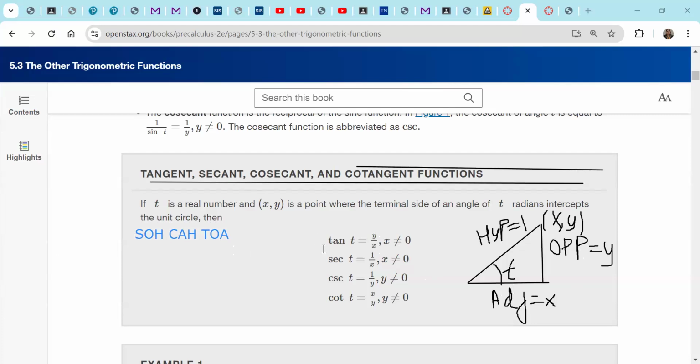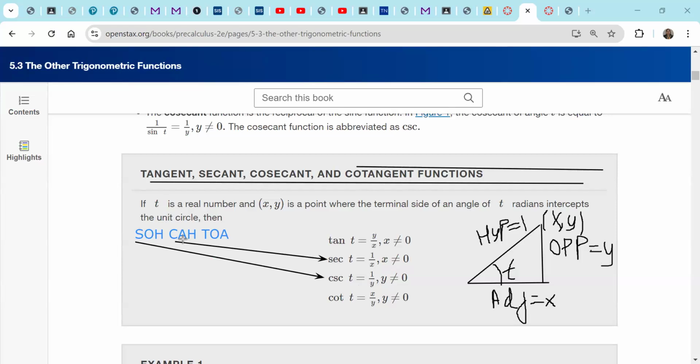And now extending on these, the secant is the opposite of the cos. So from cos, if you flip it over, that becomes secant. And cosecant is the opposite of the sine. Sine is opposite over hypotenuse, so cosecant will be hypotenuse over the opposite. The hypotenuse here is 1 and the opposite here is y. So that's why the cosecant formula is 1 over y.